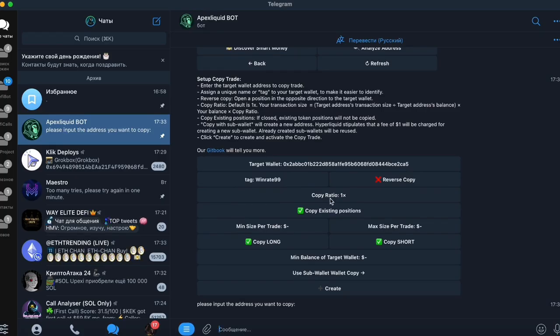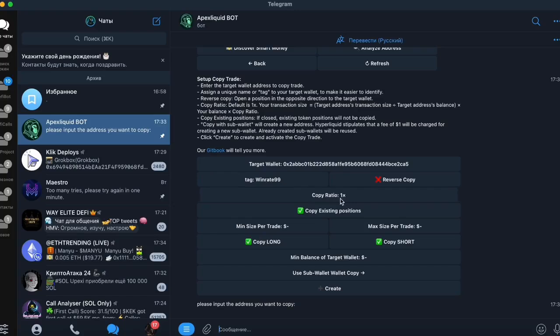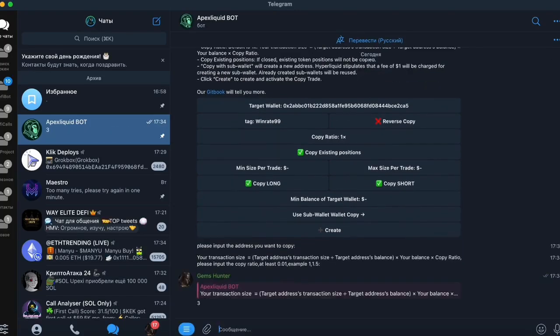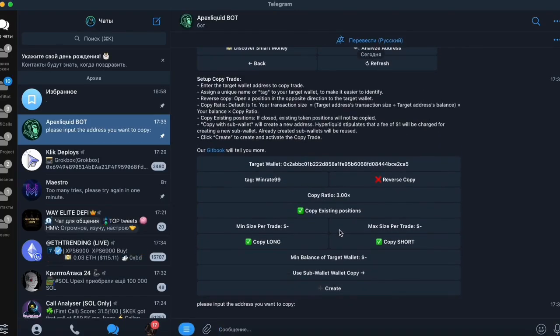Next, we need to set the copy ratio setting. The copy ratio is basically a coefficient that determines the proportion in which you will copy the trades of a particular trader. So look, if a trader, for example, has a balance of $10,000 and enters a trade with $1,000, then he has entered with 10% of his capital. If you have the copy ratio set at 1 times, you will also enter with 10% of your own deposit. But if you set the ratio to 3 times, then you will be entering with 3 times more proportionally to his amount. That is, you'll be entering with 30% of your own capital if he entered with 10%.